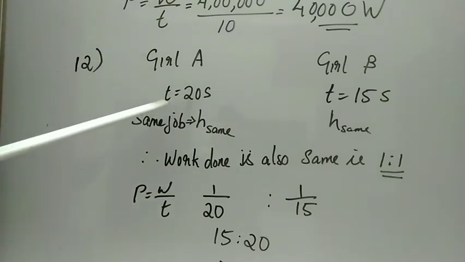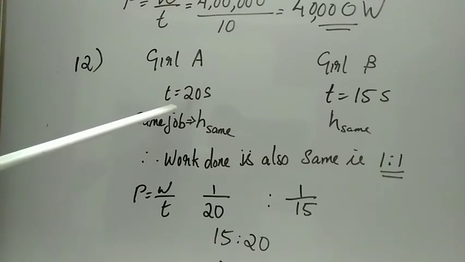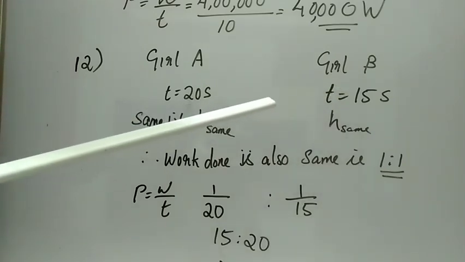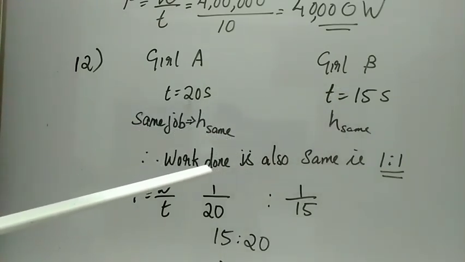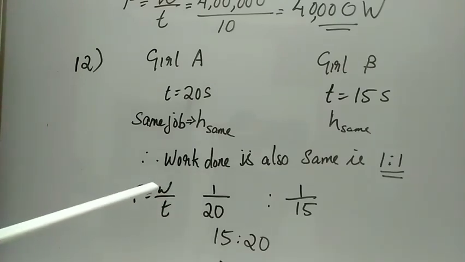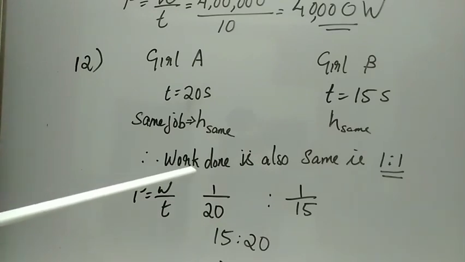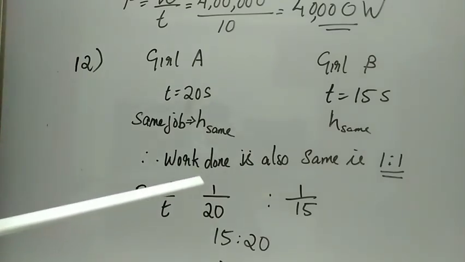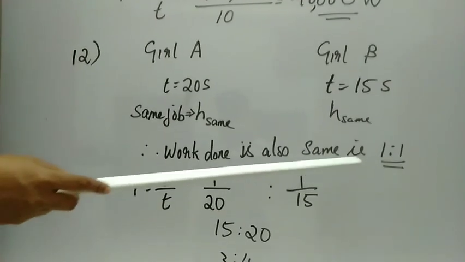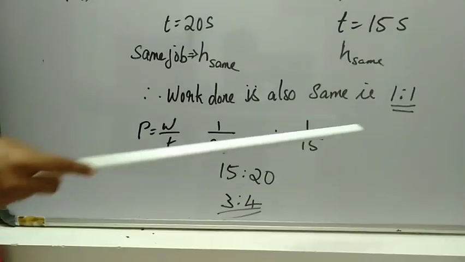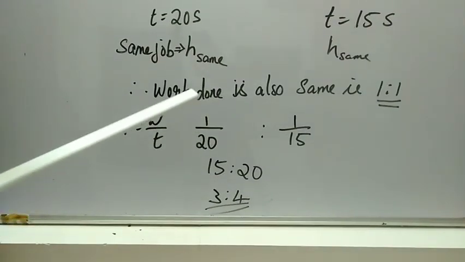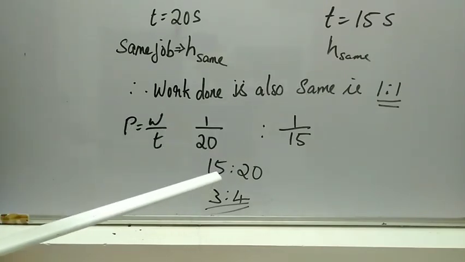So the time taken by girl A is given as 20 seconds and that of the second girl is only 15 seconds. Our question is to compare their work done and compare their power. Work done, since it is given same job, the work done will also be same. So we can directly write, therefore the ratio of work done is 1:1, because in the question it is mentioned same job.